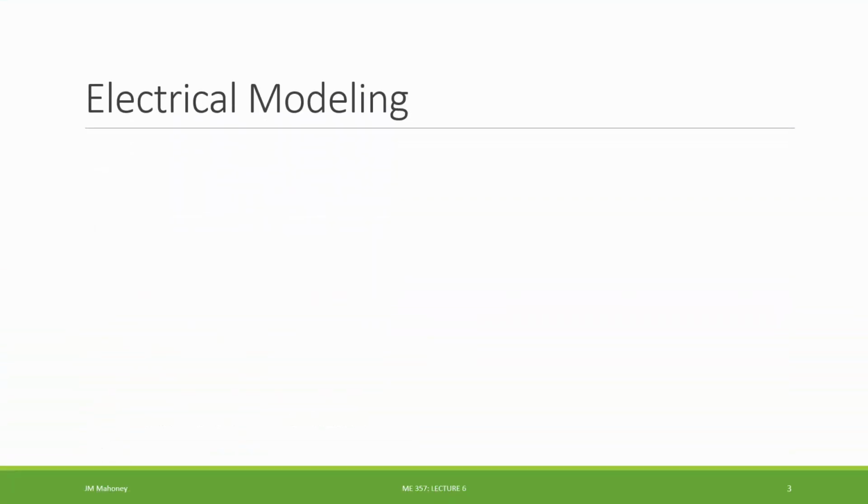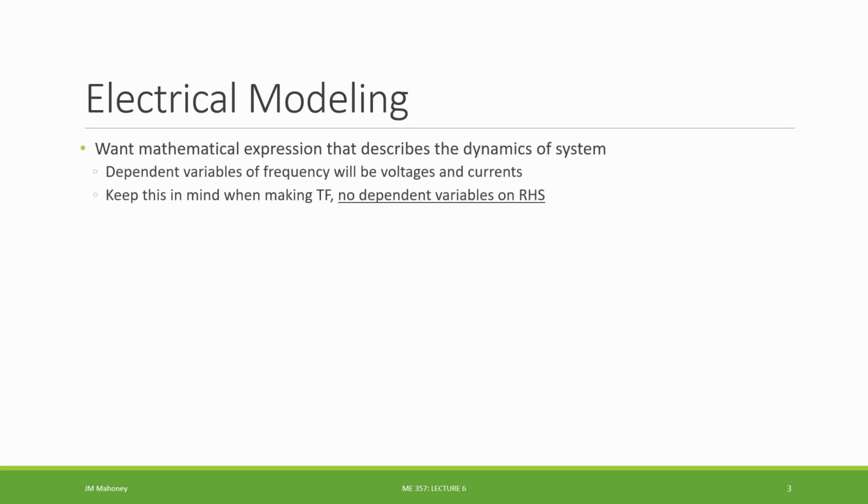What do we do when we start modeling these electrical systems? Well, the end goal is really the same as when we were doing the mechanical systems. We are trying to create a mathematical expression that is describing the dynamics of the system. But in mechanical systems, the states we were tracking were position, velocity, and force. In the electrical systems, the properties and the states we're tracking are voltages and currents.